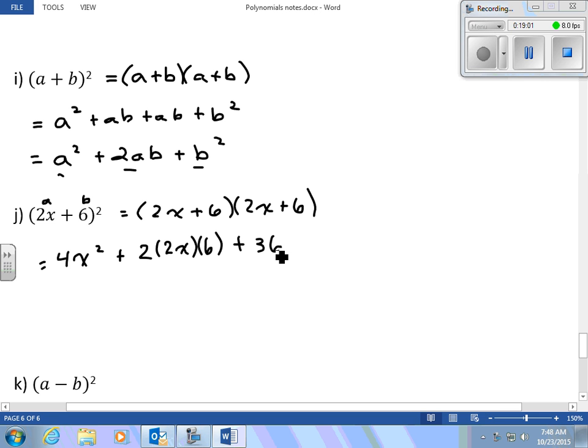Now let's look at this middle term. I've got 2 times x times 6. So we put the numbers together. So 4 times 6 is 24. So I have 4x squared plus 24x plus 36. And again, if you can do this together in one step, just do it in one step. You're just multiplying the a term times the b term, so that gives me 12x, and then multiplying that by 2 to get the 24x.